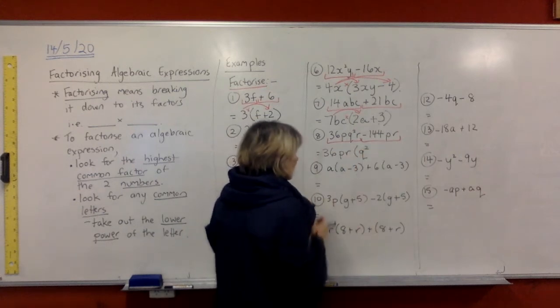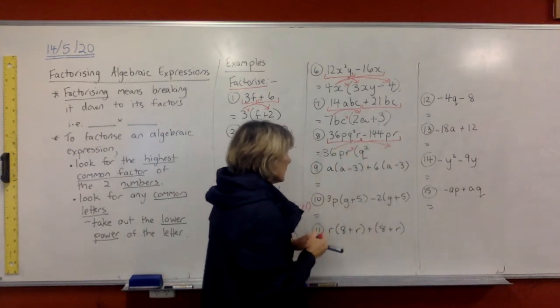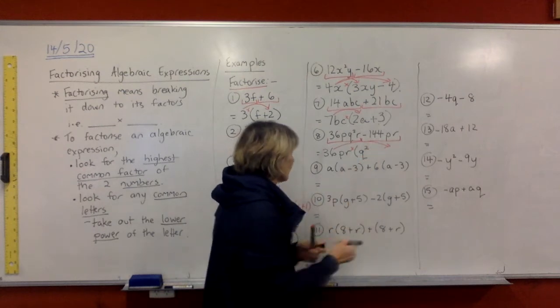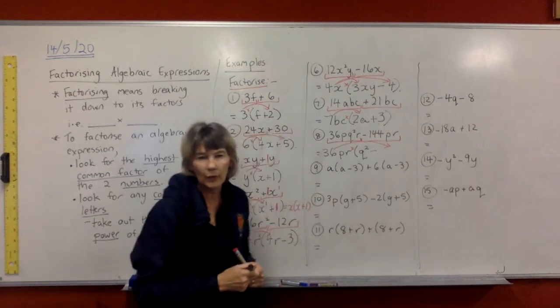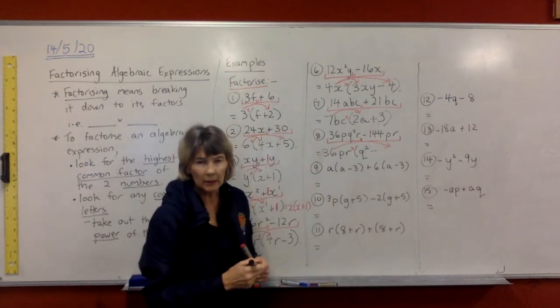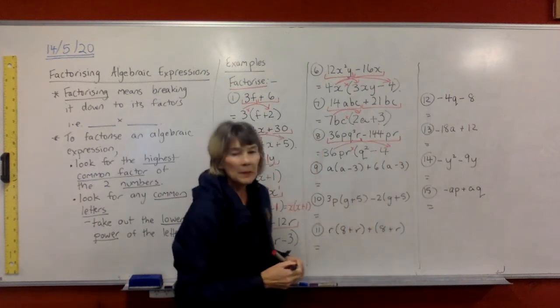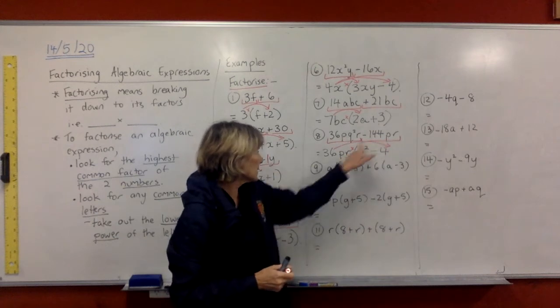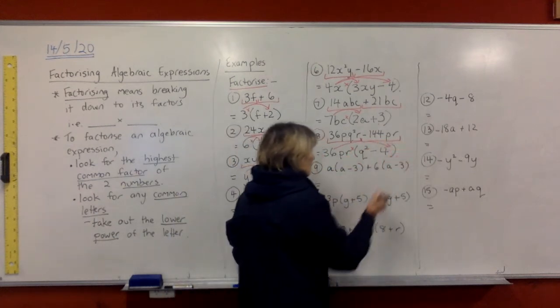Now looking at the next one, you might need to play with your calculator on this. So 36 times what gives you minus 144? Well, it'll be minus. Now if you do 144 divided by 36 on your calculator, it will give you 4. That's how many times 36 goes into 144. Now the P is out and the R is out, so we can just close that.